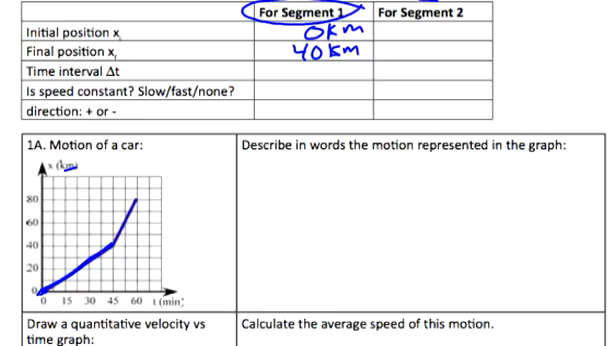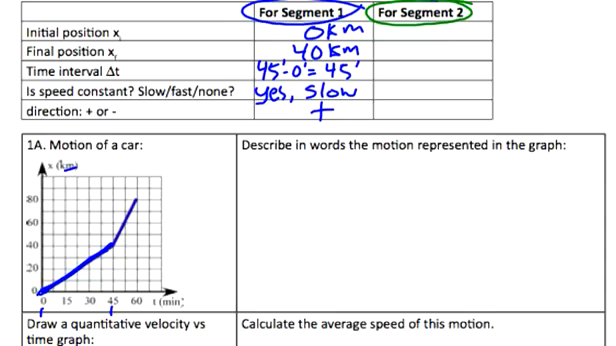The time interval is the final time minus the initial time. So it'd be 45 minutes minus 0 minutes, and that's 45 minutes. Is the speed constant? Well, there's just one slope, so yes it is. And it's slow compared to the other one because the slope is not as steep, but it's definitely in the positive direction. Let's do segment 2 in green.